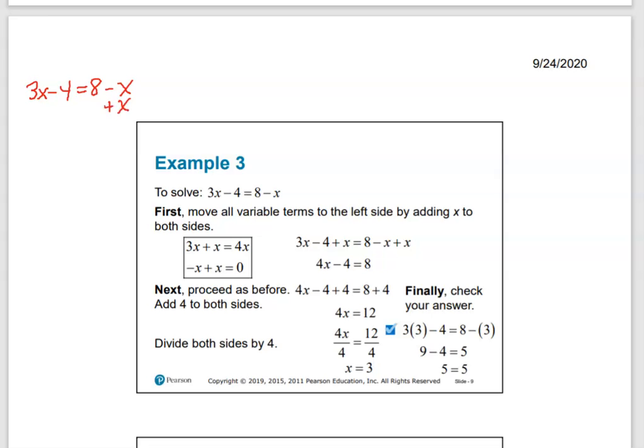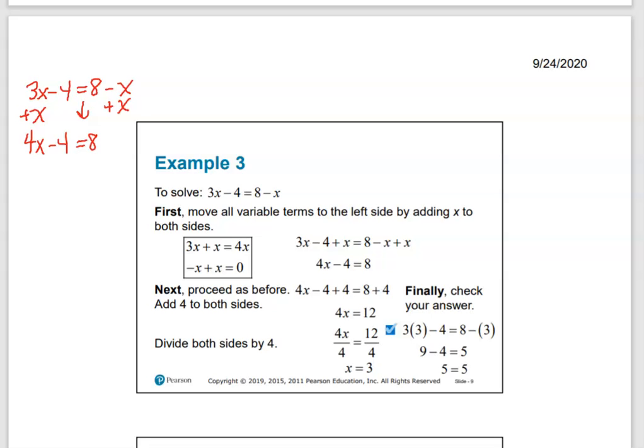I like that option better, but both of them will get you the same result. So 3x plus an x is going to be 4x, minus 4 is equal to 8. A negative x and positive x cancel out. Now we've got our goal of moving the variables to one side of our equal sign.